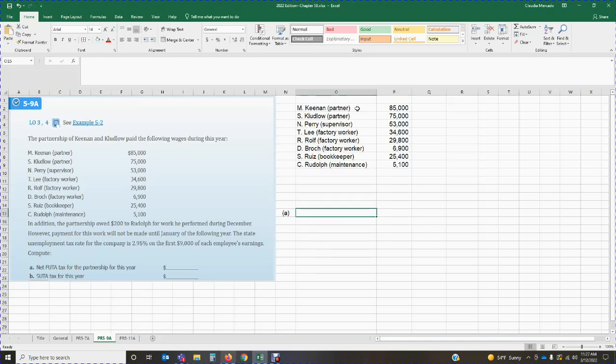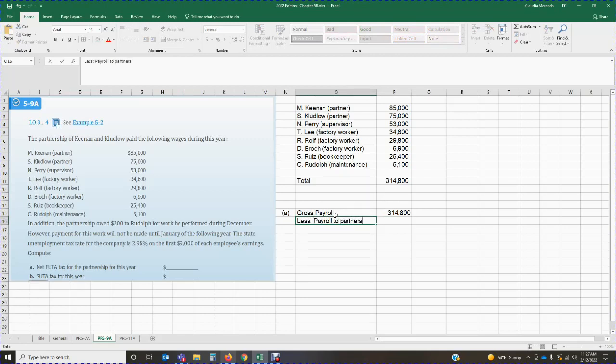I basically copied this information from the problem over to my Excel. What I'm going to do is get my total, so that I know how much I paid all of my employees. I know I paid everybody in the company $314,800. So I'm going to begin my calculation by getting my gross payroll, which is $314,800.